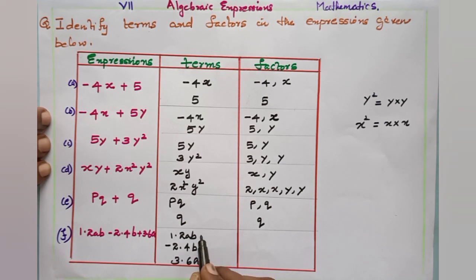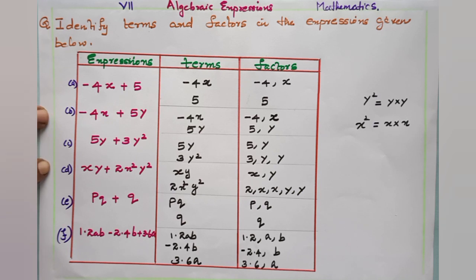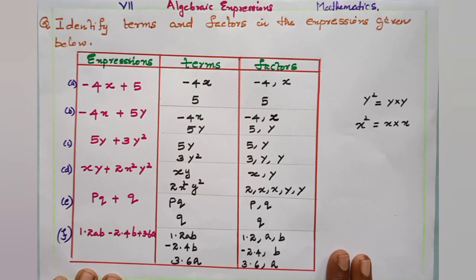So then write the factors. For 1.2ab, 1.2 comma a comma b. Then minus 2.4b we can write as minus 2.4 comma b. 3.6a is 3.6 comma a. Okay, understood all of you the terms and factors. The terms are added to form an expression. We can identify the terms because the terms are separated by plus or minus sign.